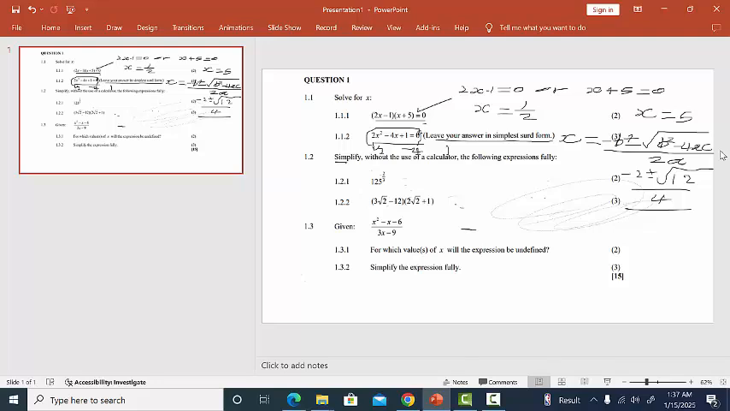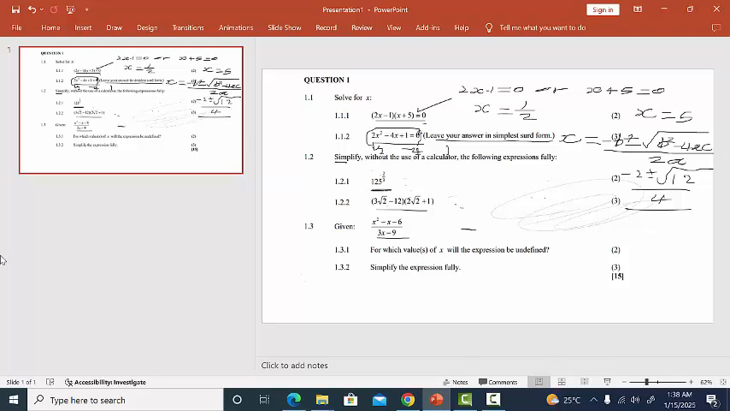So right now, let's look at the following. 1.2. You have exponents now and surds, as well as some fractions there. So you must simplify without the use of a calculator. So 125 to the power of 2 over 3. How do you do this?